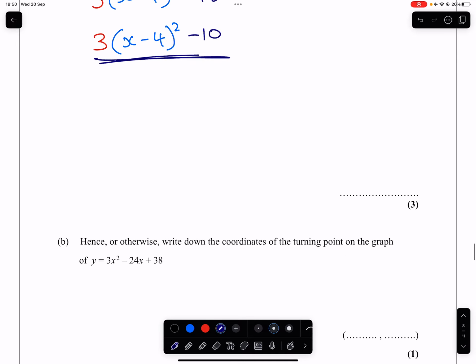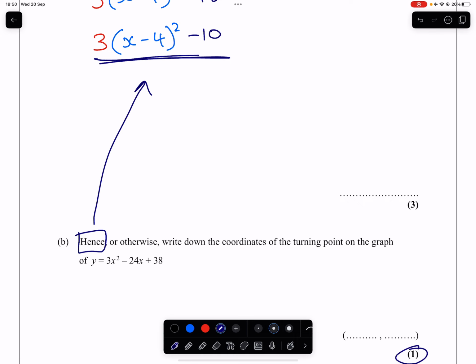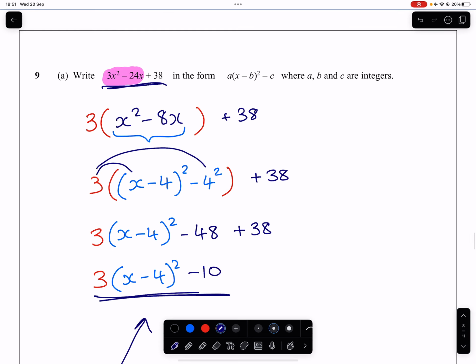Part B, hence or otherwise, hence meaning that we can use our answer above. So generally speaking, it's going to be the nicer way of doing it, especially for 1 mark. Find the coordinates of the turning point of this graph, which happens to be exactly the same as the one you've got here, except we've got a y equals.